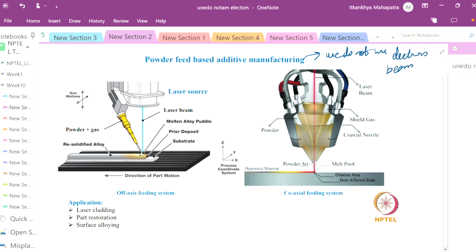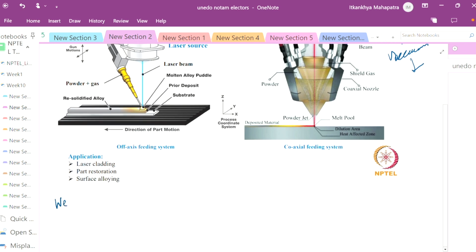Because in the electron beam type of additive manufacturing process we need a vacuum, and here we are mixing the powder particles in an inert gas or shielding gas like argon or nitrogen. If you are using a gas, that gas cannot create a vacuum, so it is not possible to use the electron beam in powder feed based additive manufacturing process. I hope it is clear. I'll just write why: we are using inert gas, so it's not possible to create a vacuum.